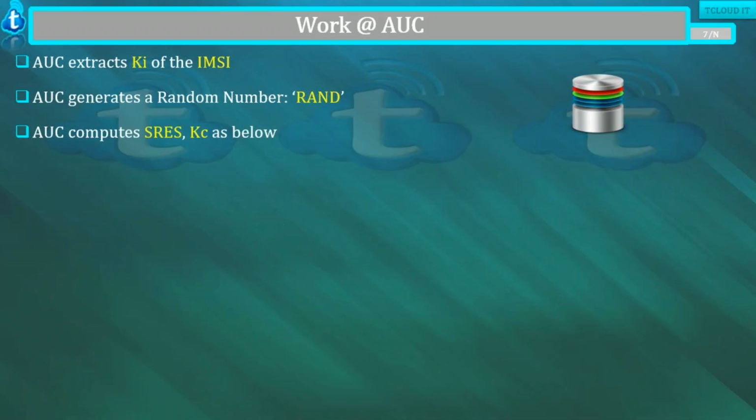Then what does it do? This authentication center is also going to contain some software algorithms. By using those algorithms, your authentication center is supposed to calculate two important parameters called SRES and KC. For what purpose? What are these parameters? Why are we calculating these parameters? Things will be automatically clear in a minute.